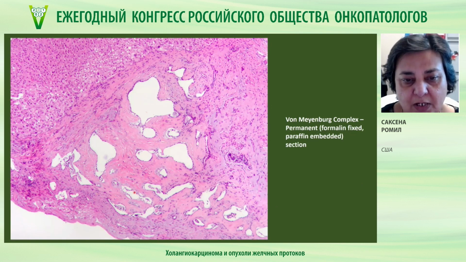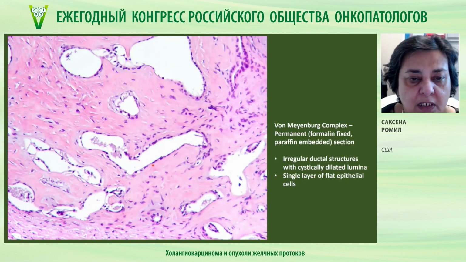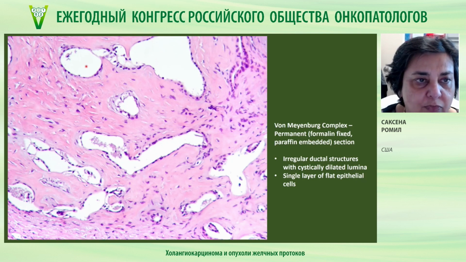Now, the permanent section, the formalin-fixed paraffin-embedded tissue, shows this lesion very well. We have irregularly shaped ductal structures. Some of these are cystically dilated, and they are sitting in a fibrous stroma. At high power, you see that these structures are lined by flattened epithelium, as you see over here, or by a low cuboidal epithelium. So some of this is low cuboidal epithelium, and you see this very dense fibrous stroma.